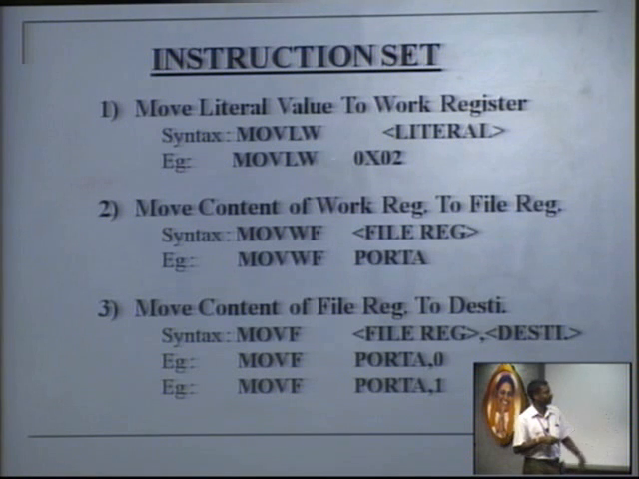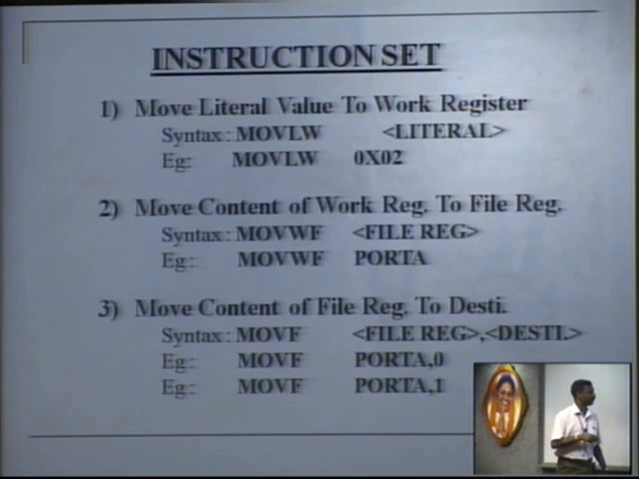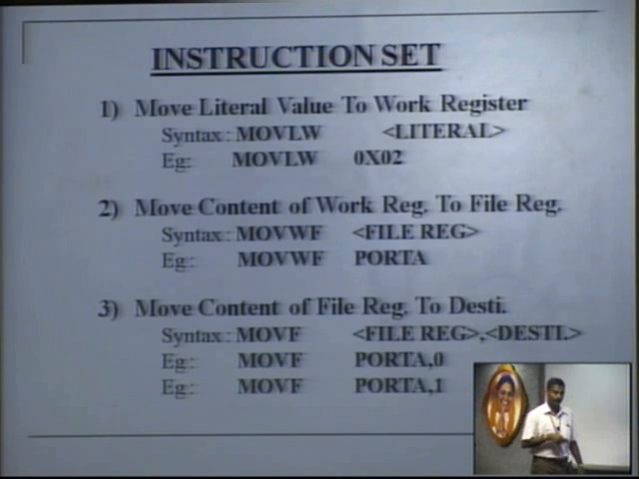So usually W will be having 0x00, and after executing this, W will be having this literal value. That is move literal value to work register. Next one, move content of work register to file register. Now you have moved a constant value to W.